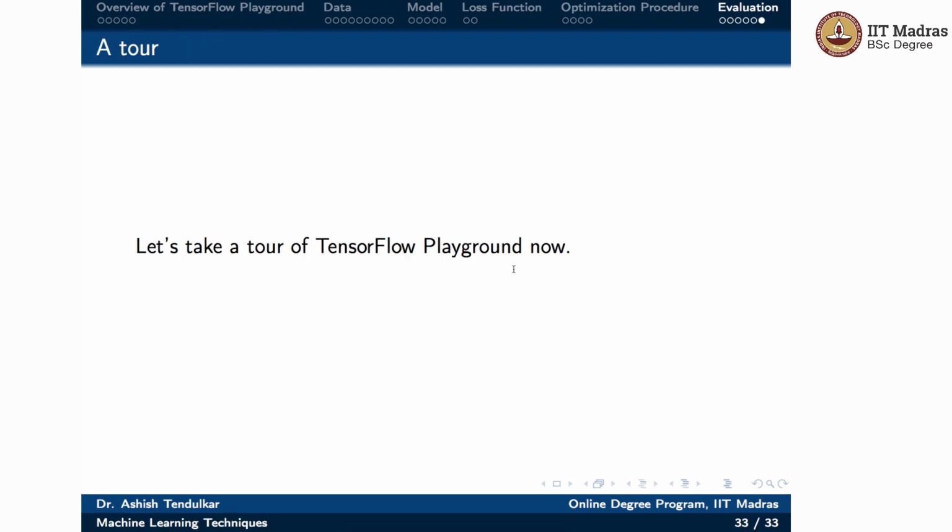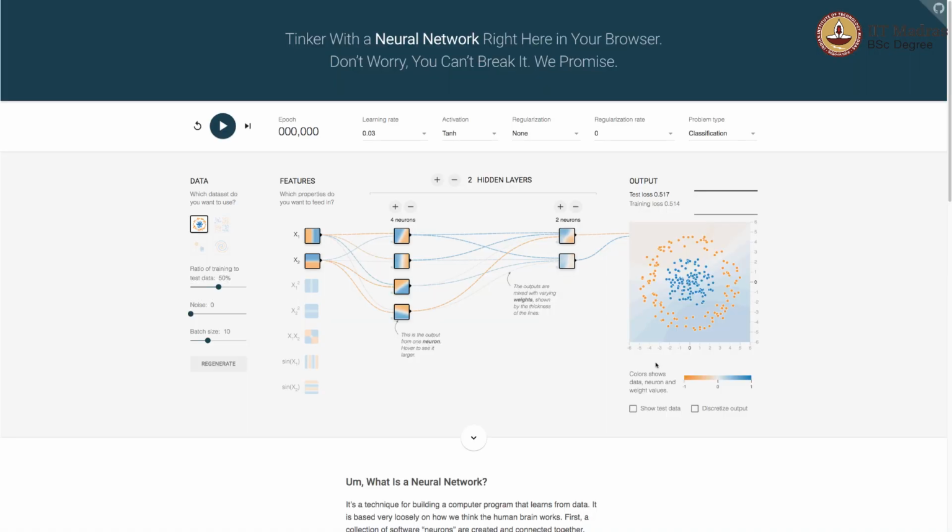So let's take a tour of TensorFlow Playground now that you are familiar with different components of the TensorFlow Playground. When you open the TensorFlow Playground by typing playground.tensorflow.org in your browser, you get such a window here. There is a network-like structure over here. This is basically a neural network. We are yet to study this particular thing.